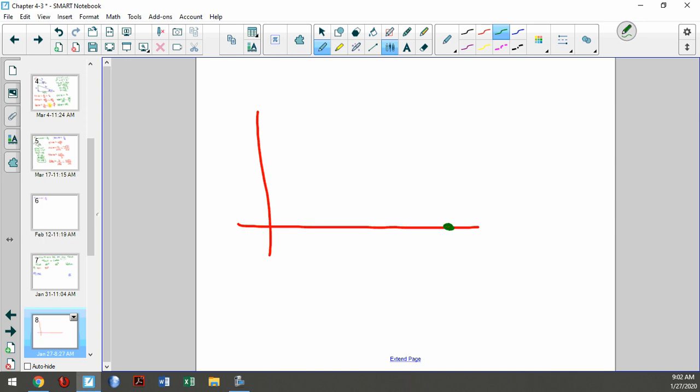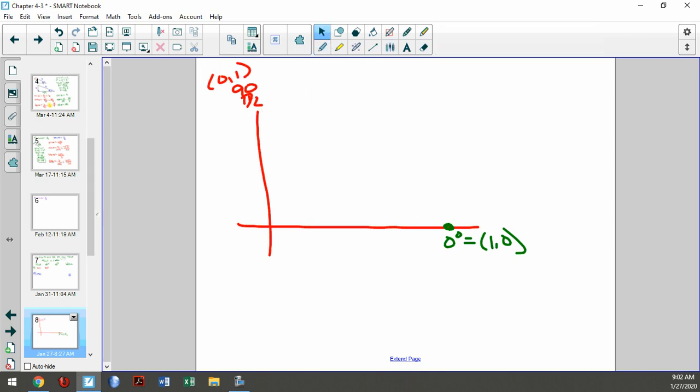In quadrant 1, I have 0 degrees, which is the point 1, 0. Does everybody understand that? Over here, I have 90 degrees, which is pi over 2, and that's going to be the point 1, 0. Oh, no, I lied. That's going to be the point 0, 1. Yes? Yeah. We good?